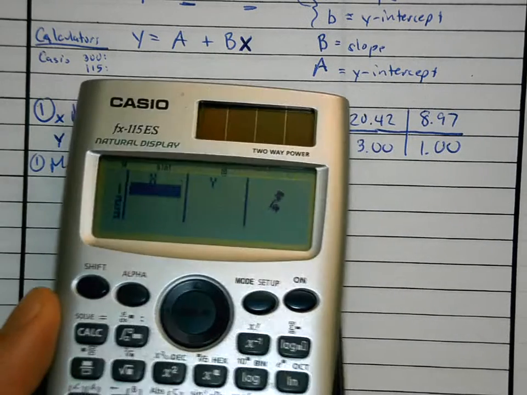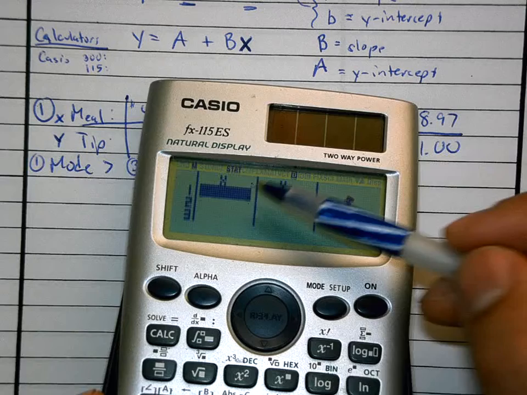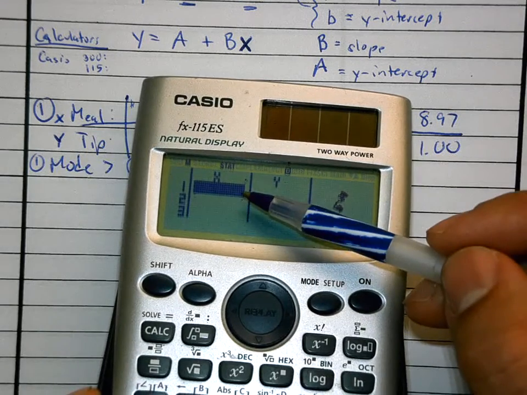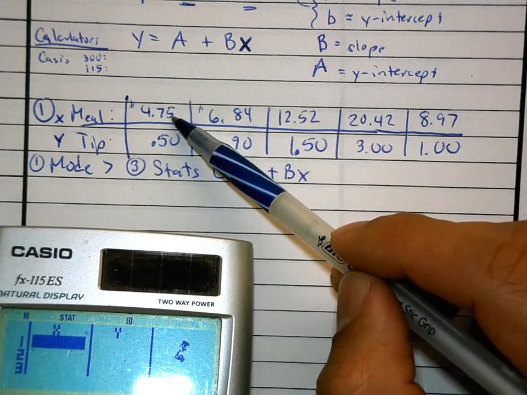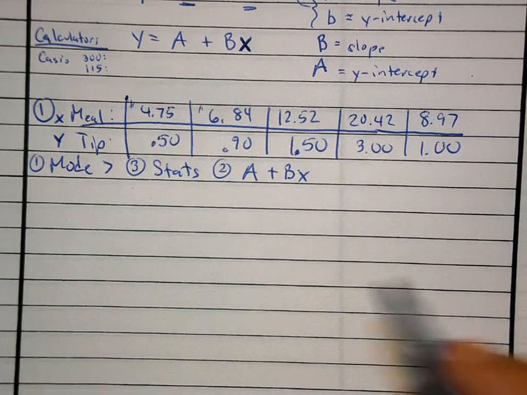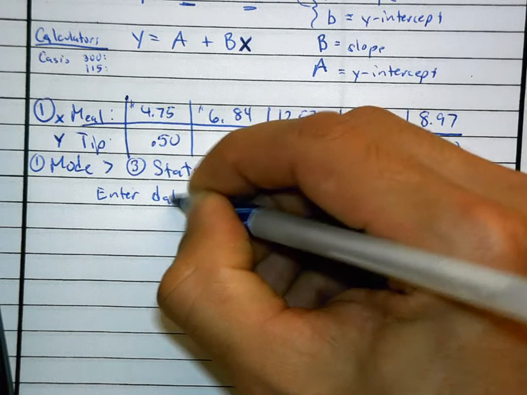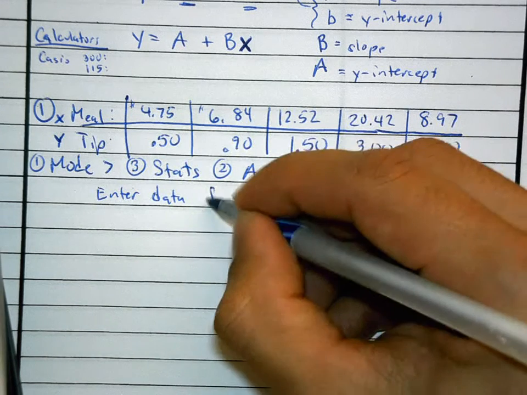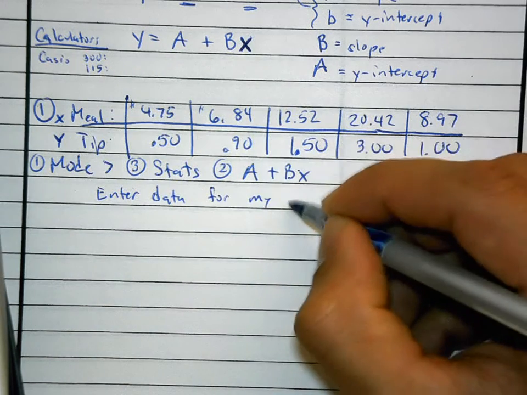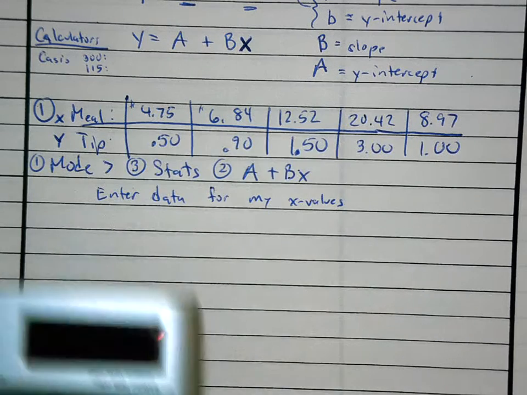So what does that mean now? See how my calculator is? I have the X and the Y. I've got to punch in a bunch of numbers into my X's. I need to punch in this as an X, this as an X, that as an X, that as an X, that as an X. So then I am going to enter data for my X values. That's what I do next.